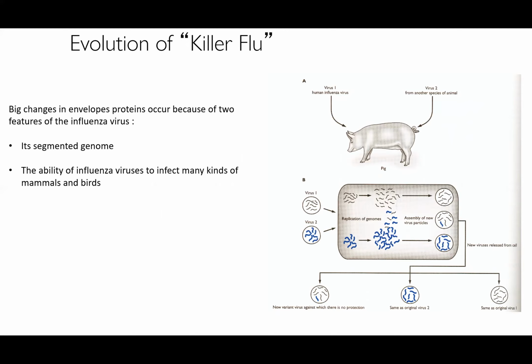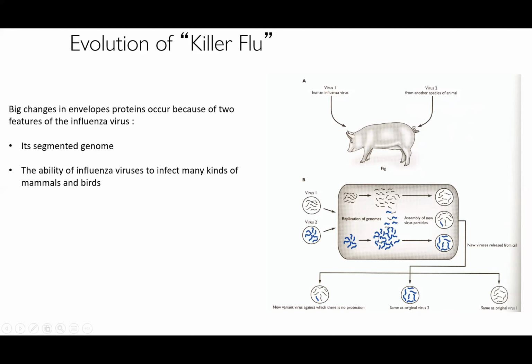The two big changes that have occurred because of influenza include its segmented genome, as well as the ability of influenza A viruses to infect mammals and birds. An example with the pig we have here, although you have probably heard of the main new scare of influenza itself as birds.